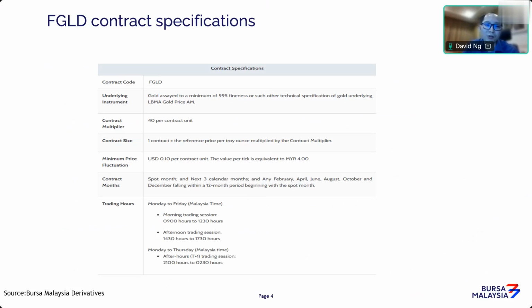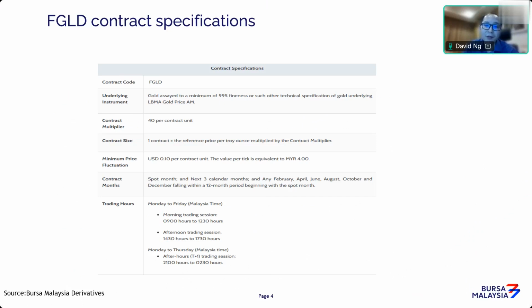The reason it's called a Quanto contract is because the contract multiplier is 40 contracts per unit. So in a sense, every tick movement, which is 0.1 US dollar, is equivalent to a 4 ringgit movement, or rather we call it a tick value, and it's a fixed tick value.